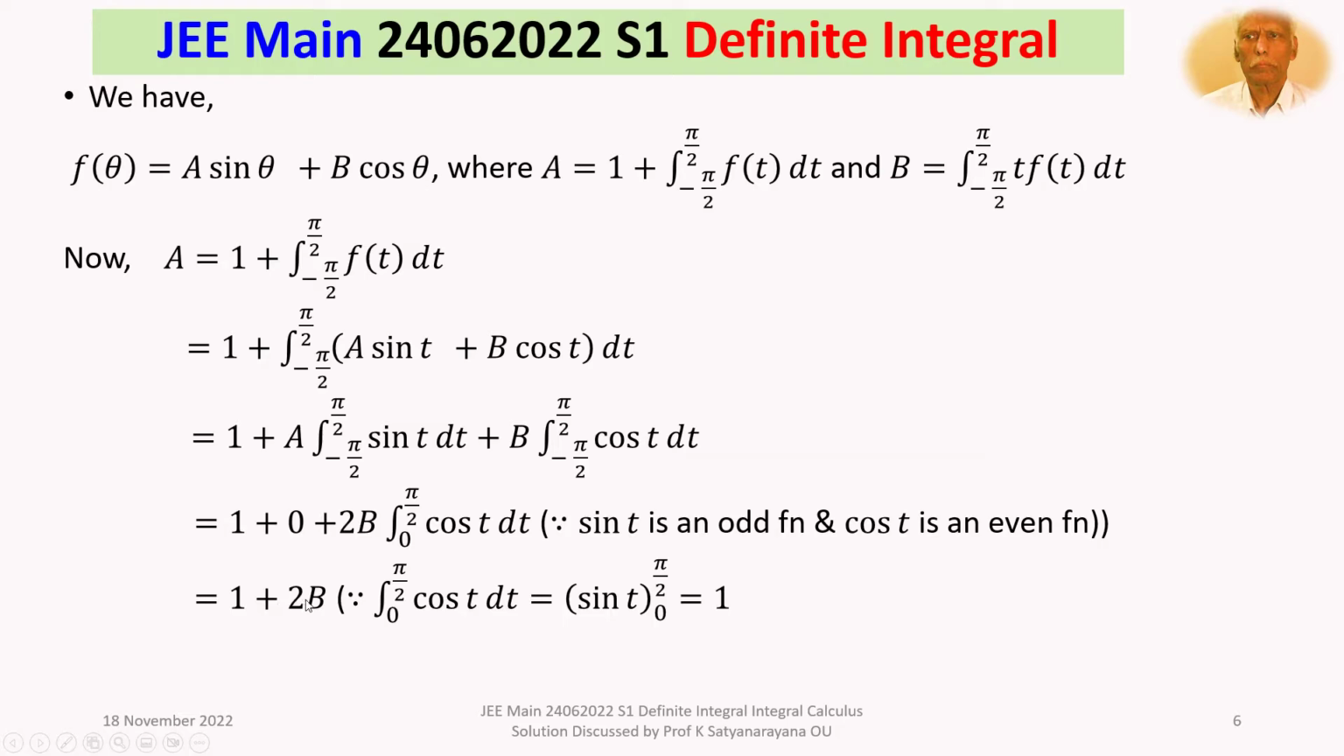So, 1 plus 2b into 1 is 2b. Thus you have a is equal to 1 plus 2b. This is one relation between a and b we have obtained. So, let us now go for b in the next slide.